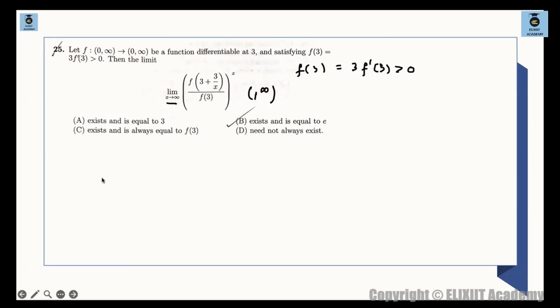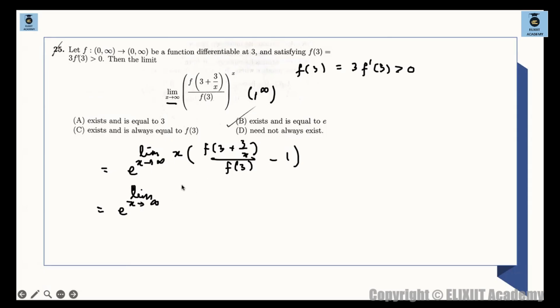So we can directly use the formula. What is the formula? e raised to the power of limit x tending to infinity of (f(x) minus 1) times g(x). So this minus 1, g(x) will come down: f of (3 plus 3 by x) divided by f3, minus 1. Now we simplify this. So we have e raised to the power of limit x tending to infinity, x times, we take this LCM, f of 3 plus 3 by x minus f of 3, divided by f of 3.